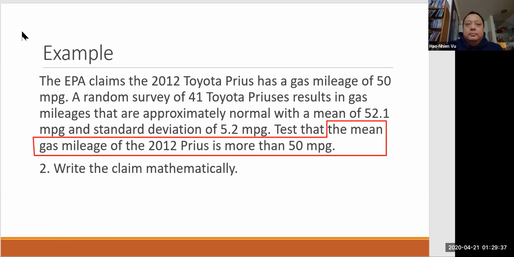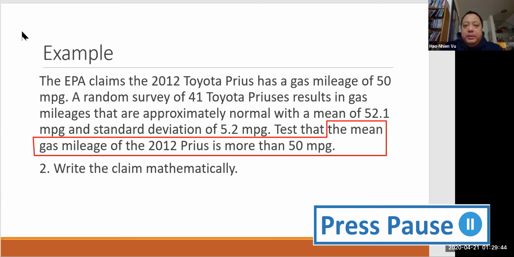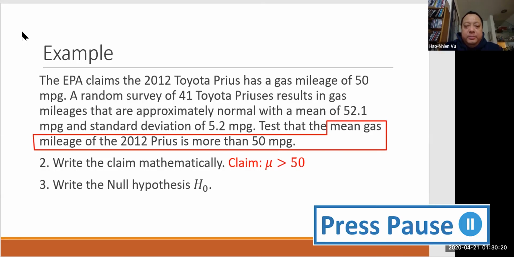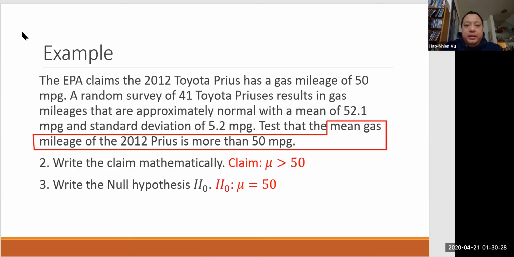There's the claim. All right, next question. Hit pause and write the claim mathematically. The claim is about a mean, so the parameter is mu. The claim is mu is greater than 50 mpg. Number 3, hit pause and write the null hypothesis. There it is. Just replace the greater than symbol in the claim with equal.